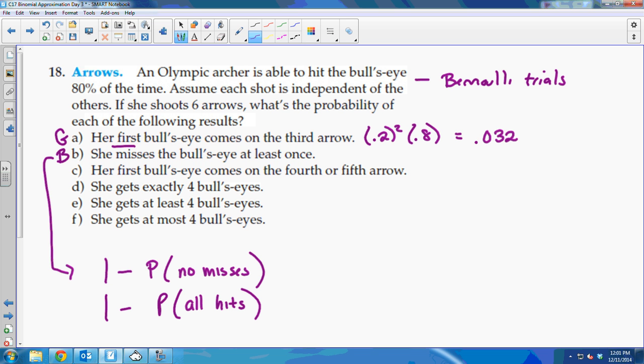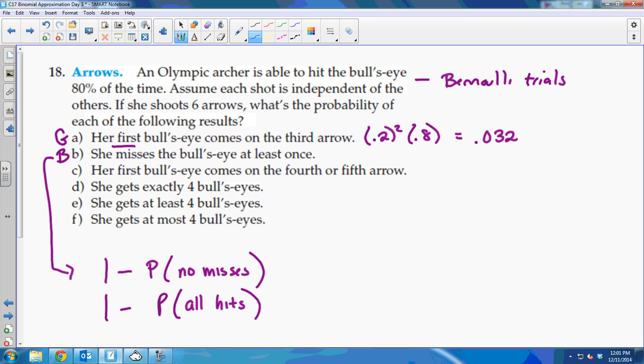Remember, binomial has that formula involving the combinations, right? Not geometric, where it's super simple. I'm not saying this is complicated, I'm just saying make sure you think it through. When you're using binomial, you're supposed to use that formula, but there are combinations of things.